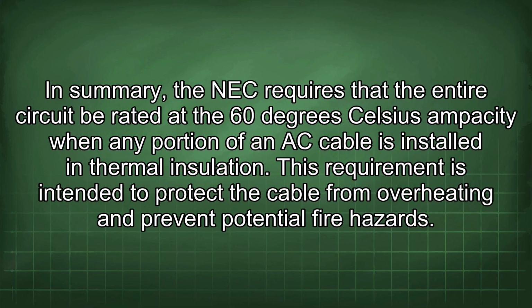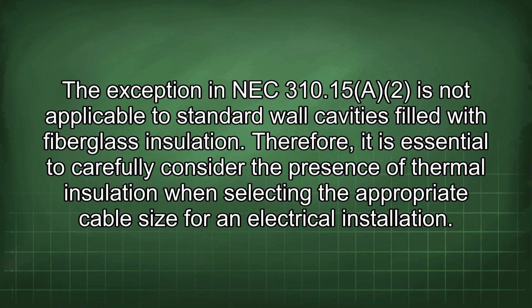In summary, the NEC requires that the entire circuit be rated at the 60 degrees Celsius ampacity when any portion of an AC cable is installed in thermal insulation. This requirement is intended to protect the cable from overheating and prevent potential fire hazards. The exception in NEC 310.15 is not applicable to standard wall cavities filled with fiberglass insulation. Therefore, it is essential to carefully consider the presence of thermal insulation when selecting the appropriate cable size for an electrical installation.